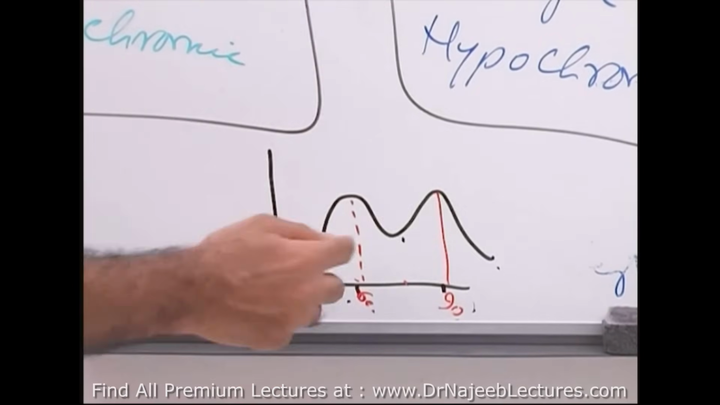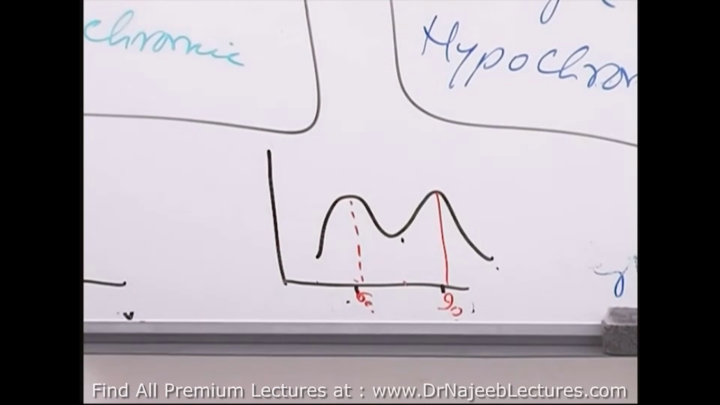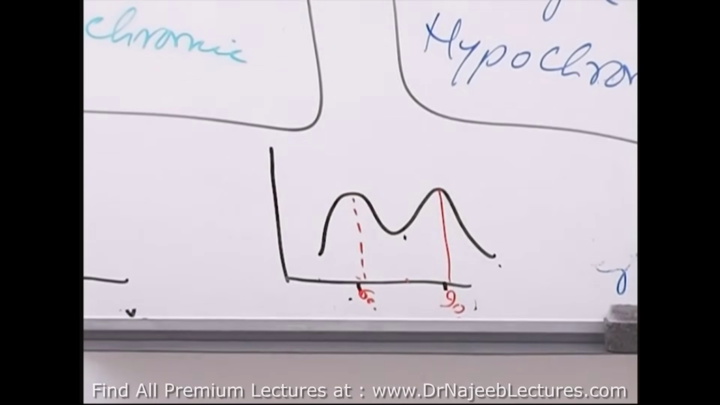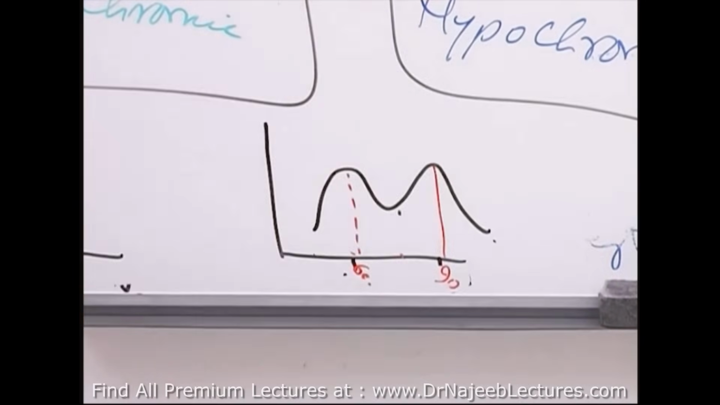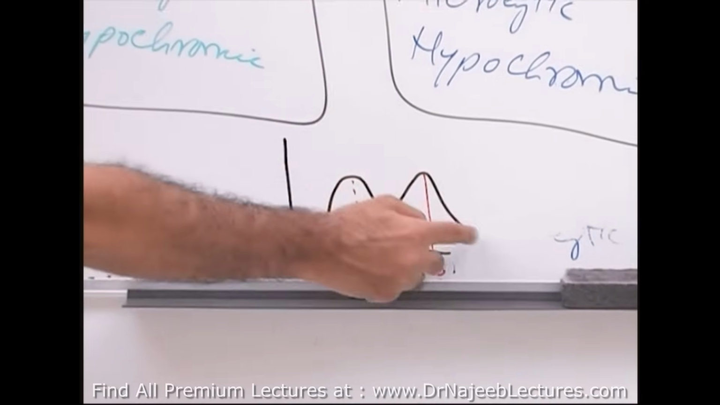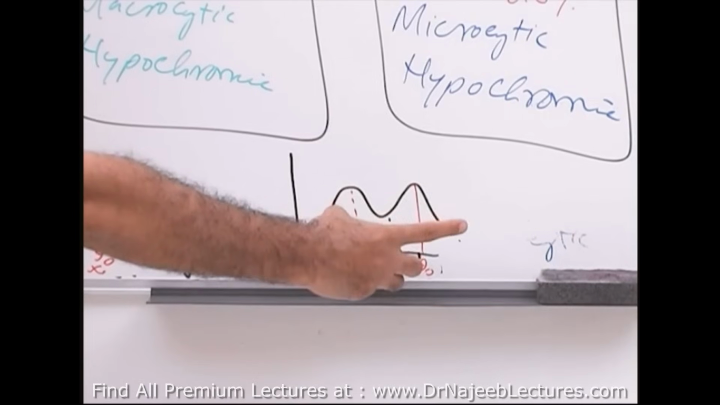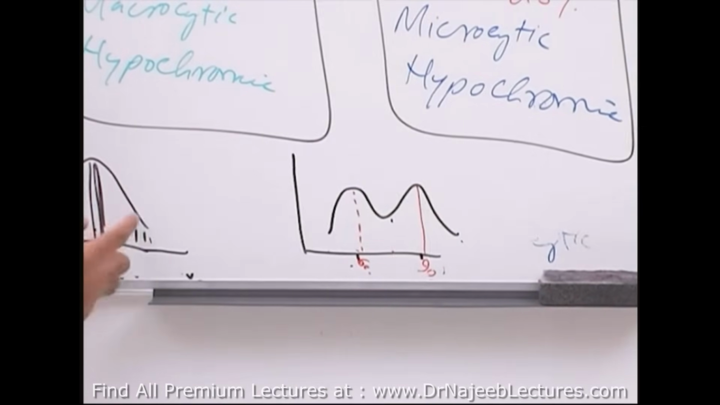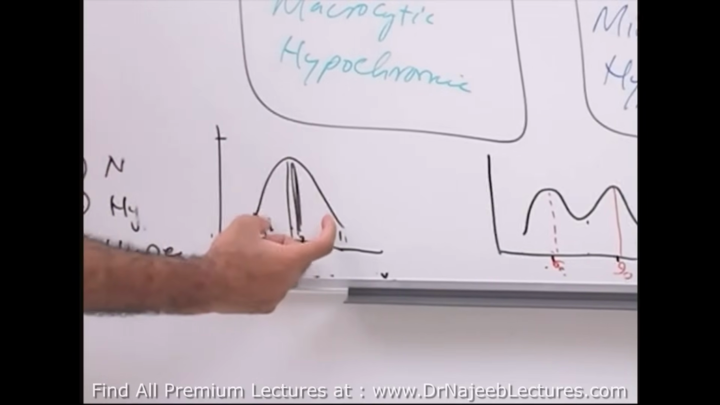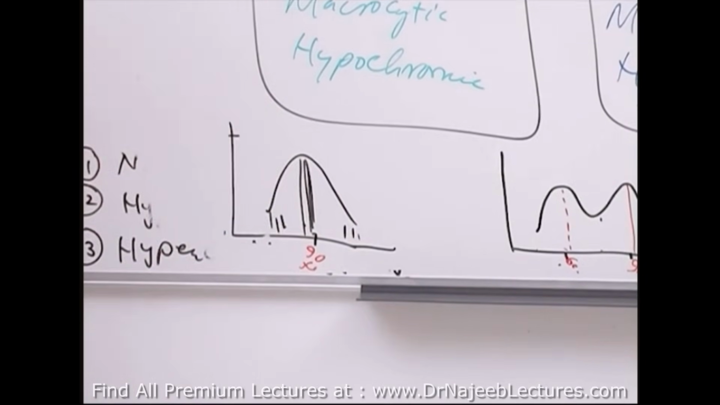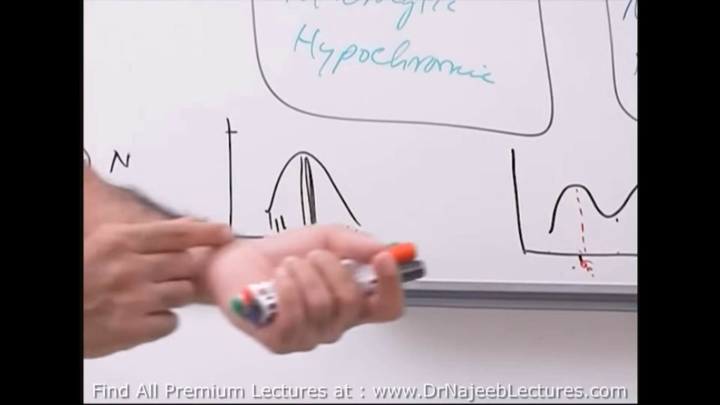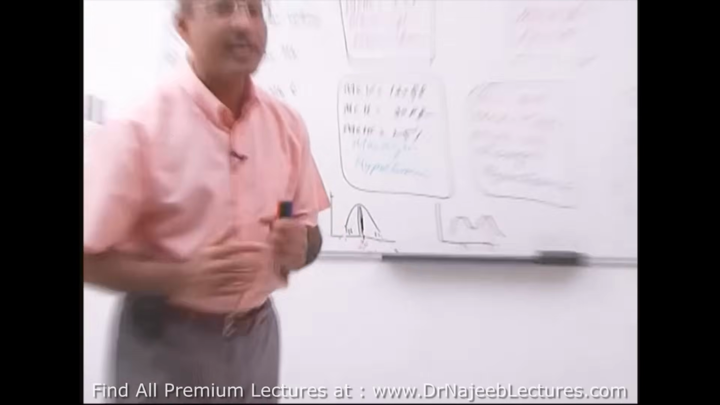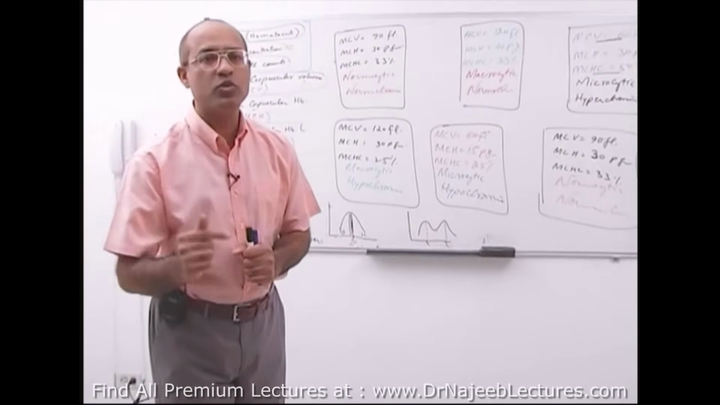But now because there are two sizes of RBC, microcytic and normocytic, the width of the distribution curve has been widened. Here the width of the distribution curve is less. Is that right? When RBCs vary in size from each other, we say there is anisocytosis.